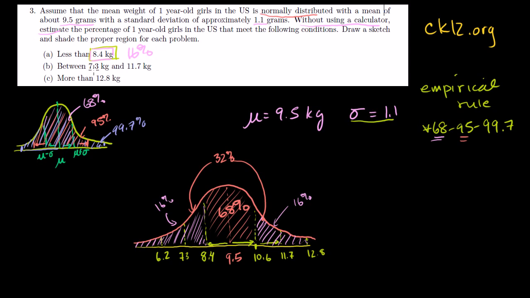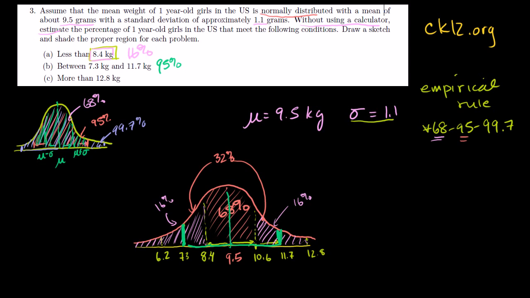Let's do part B. Between 7.3 and 11.7 kilograms. So between 7.3, that's right there, that's 2 standard deviations below the mean, and 11.7, it's 2 standard deviations above the mean. So they're essentially asking us, what's the probability of getting a result within 2 standard deviations of the mean, right? This is the mean right here. This is 2 standard deviations below. This is 2 standard deviations above. Well, that's pretty straightforward. The empirical rule tells us between 2 standard deviations, you have a 95% chance of getting that result. So the empirical rule just gives us that answer.